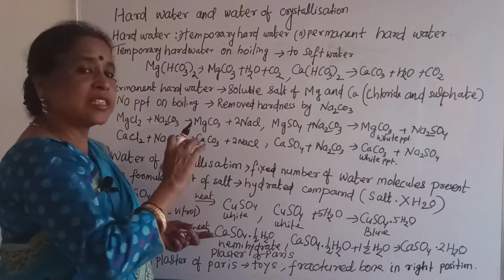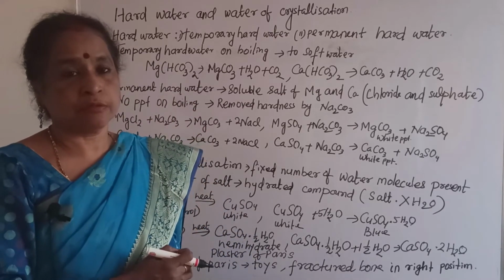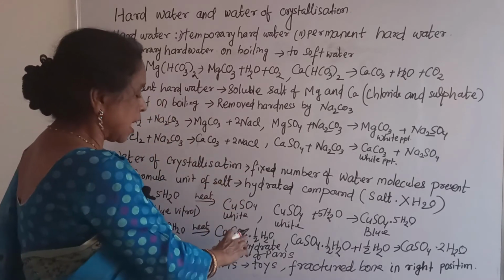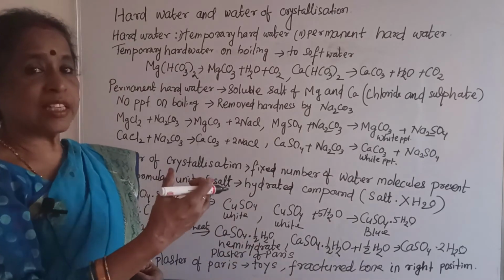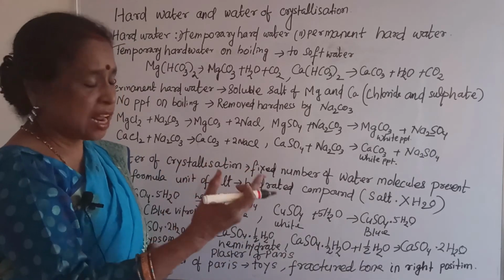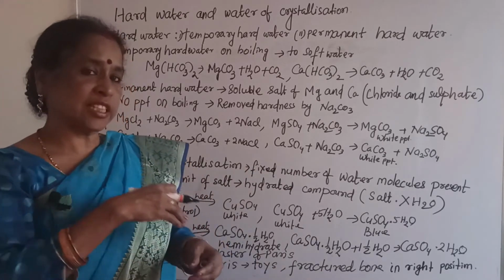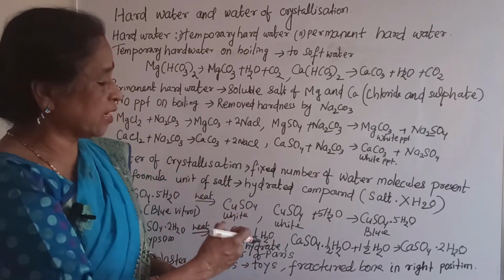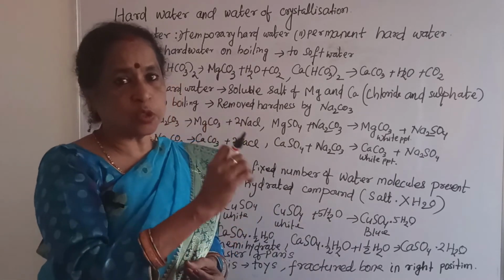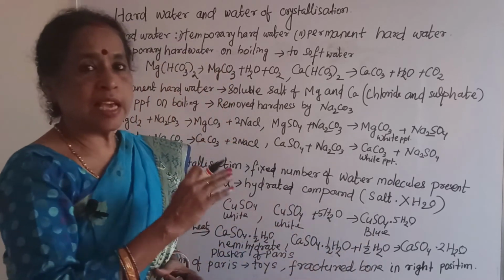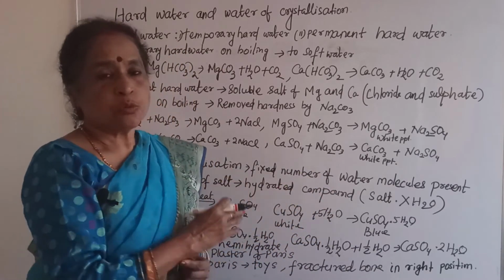What is the formula? CaSO4 having half molecule of water of crystallization, that is called hemihydrate. Why is it hemihydrate? Hemi means half, half water, and it is known as plaster of Paris. This plaster of Paris, or hemihydrate salt, when treated with 1.5 molecules of water, will only take 1.5 molecules of water, and then it changes to CaSO4 dot 2H2O. That means again gypsum.